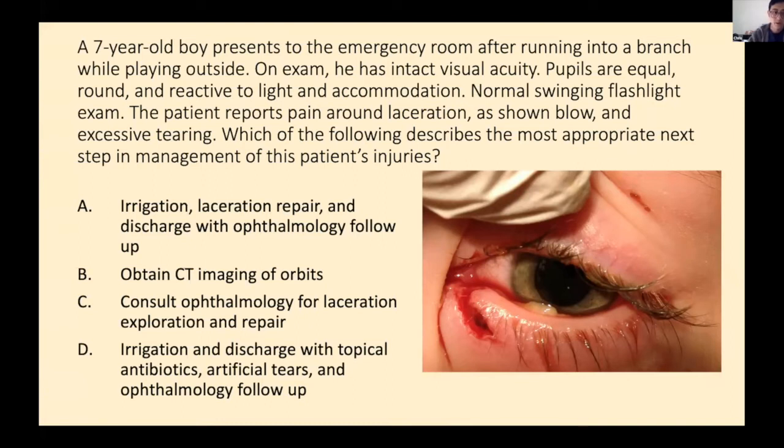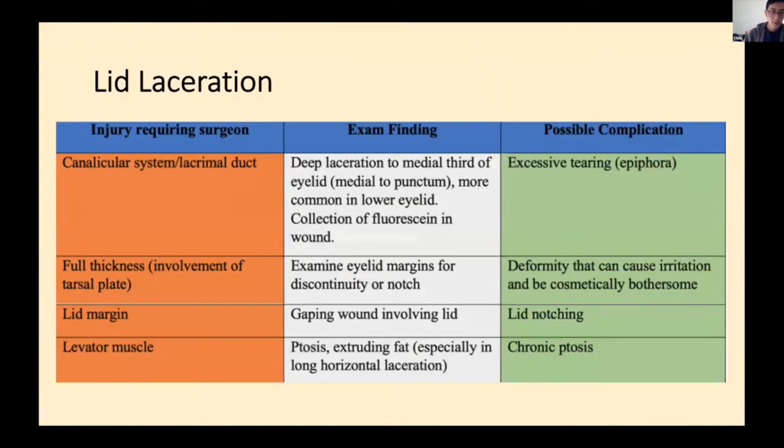So the correct answer is going to be C. Consult ophthalmology for laceration exploration and repair. There are 4 main categories in which you would want to consult ophthalmology for lid laceration repair. The first one, as in our patient, is when it involves the canalicular system or the lacrimal duct system. You want to suspect this whenever you have an injury to the medial aspect of your eyelid. And you want to get ophthalmology on board to interrogate the integrity of the canalicular and lacrimal duct system. So they'll be the ones to repair it.